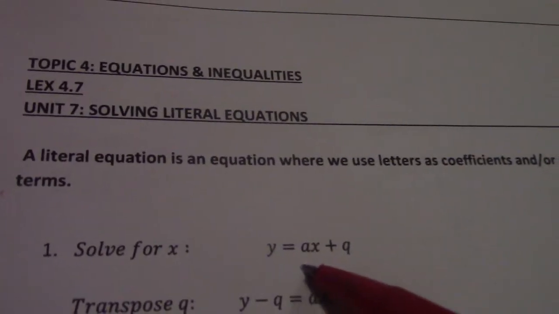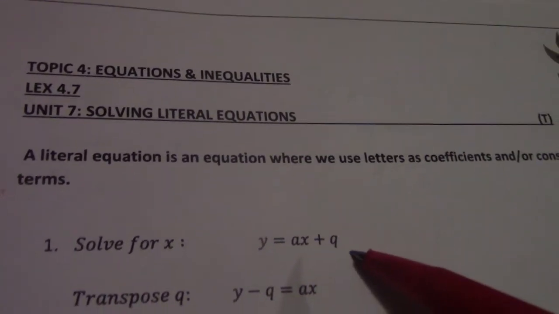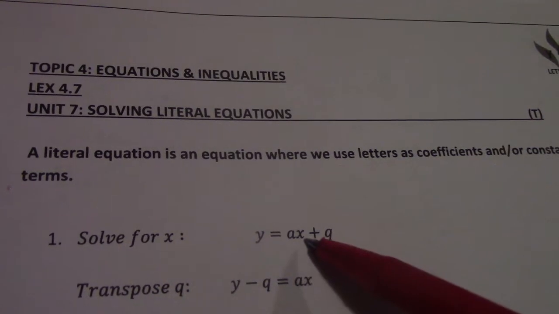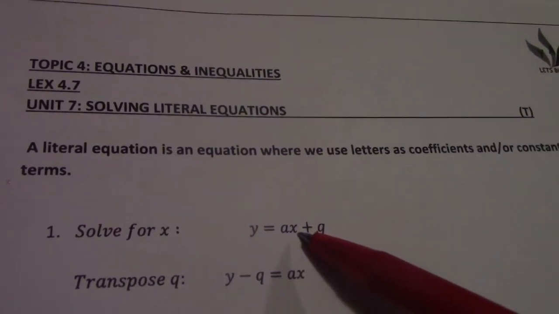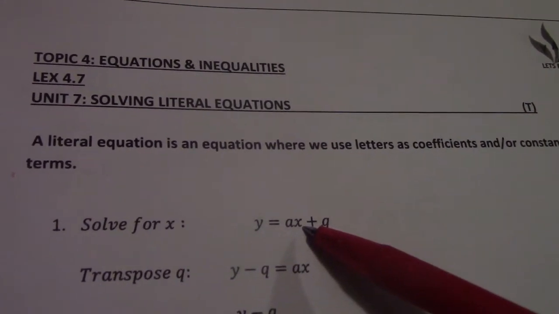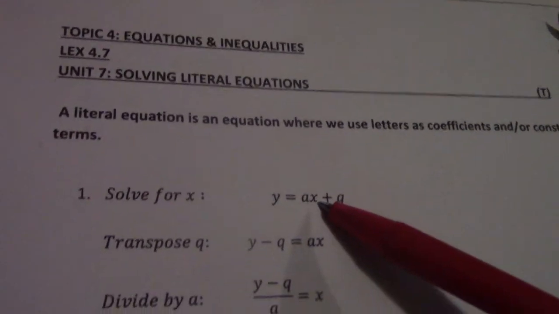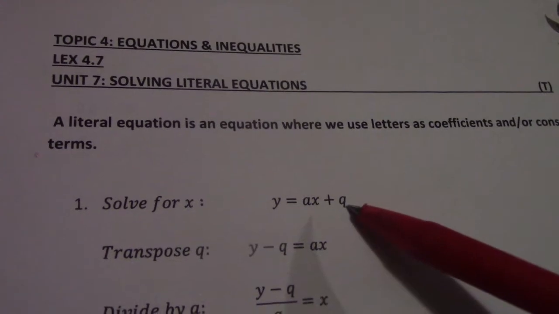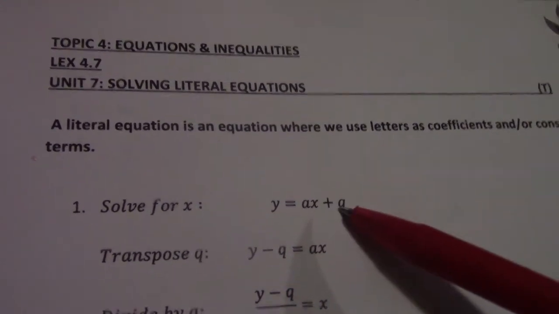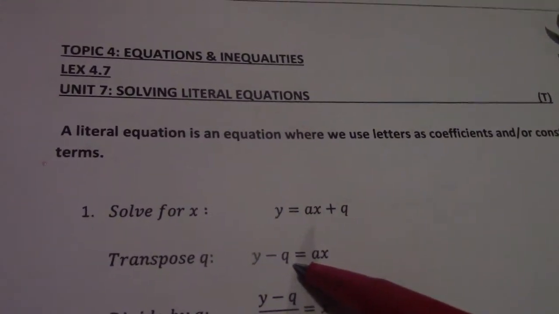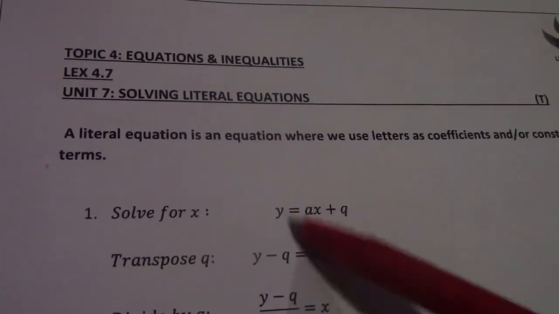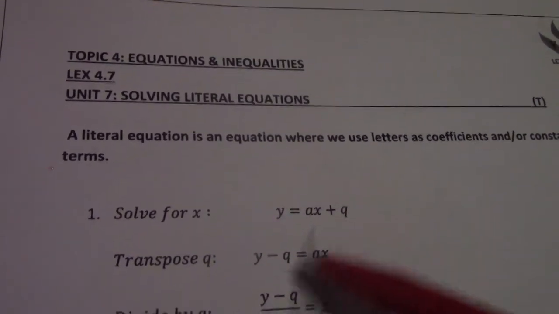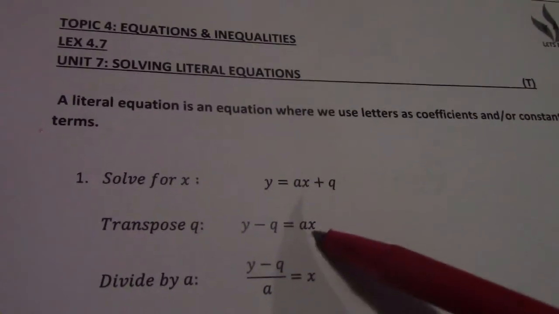So they have y equal ax plus q, right? They want me to solve for x, so that means I have to leave x on its own on one side of the equal sign. Or I have to make it the subject of the formula. So first I transpose q. If I take q to the other side, positive q becomes minus q. So I try to get rid of everything attached to x. So I have y minus q equal ax.